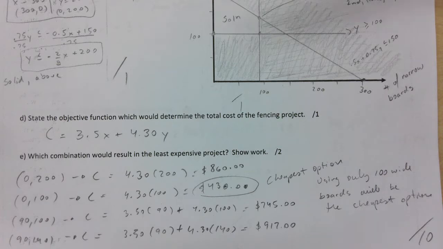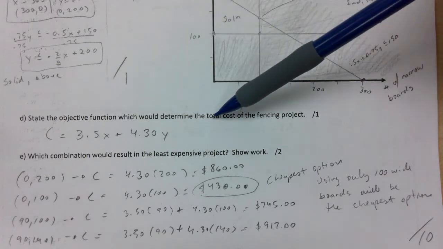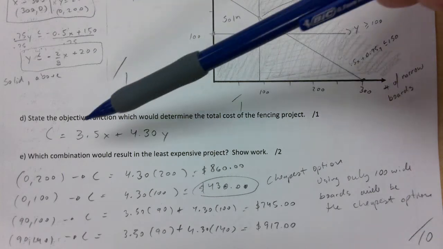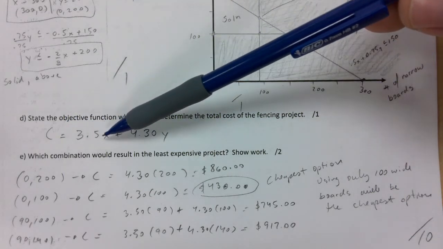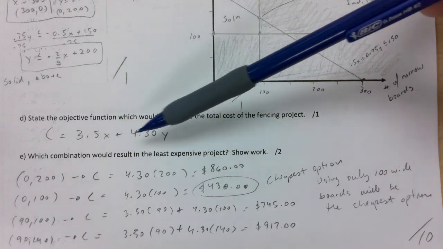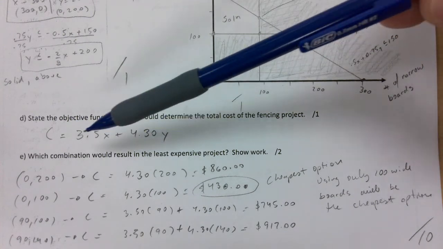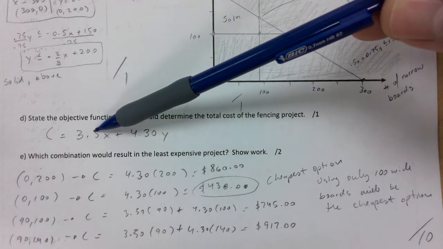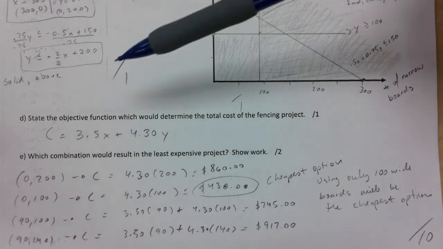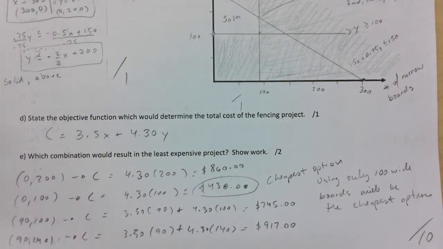And D, state the objective function which would determine the total cost of the fencing project. So this is how you would find the cost for the fencing project. And notice that the coefficients, which are the dollar amount per board, did not show up in our inequalities at all. It was used here for the objective function.